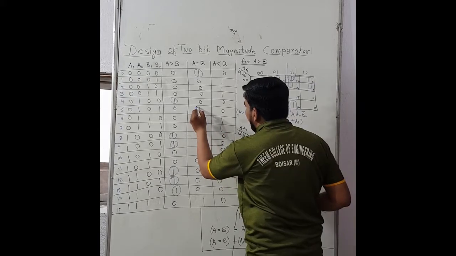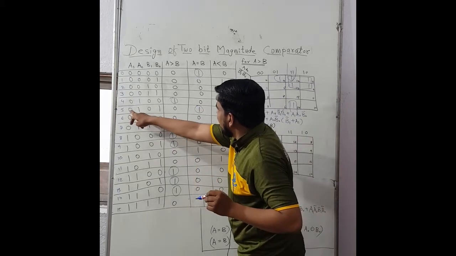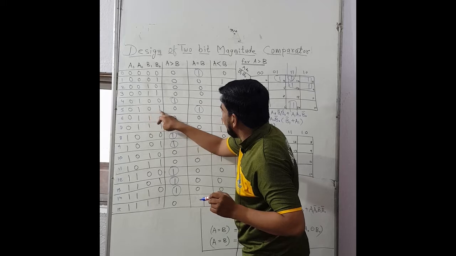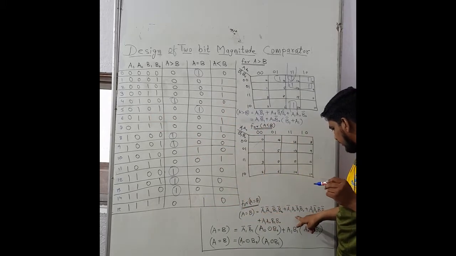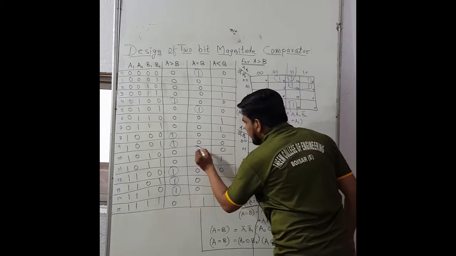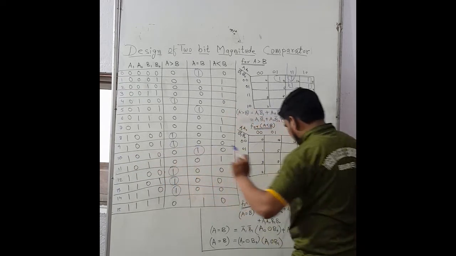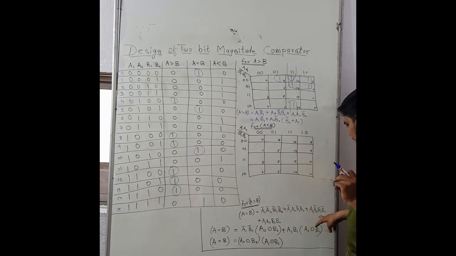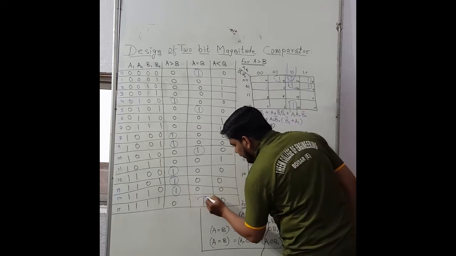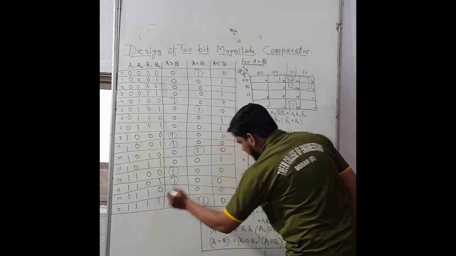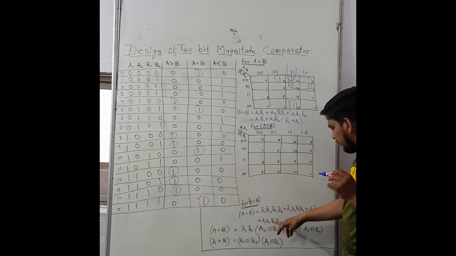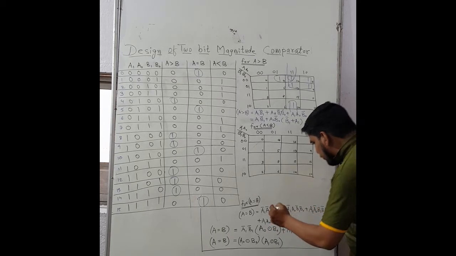Next, this is one. For this, input is A1 bar, A0, B1 bar, B0. For the next one, it is A1 A0 bar, B1 B0 bar. And the last one is A1 A0 B1 B0. Now from these two terms we can take A1 bar B1 bar common.